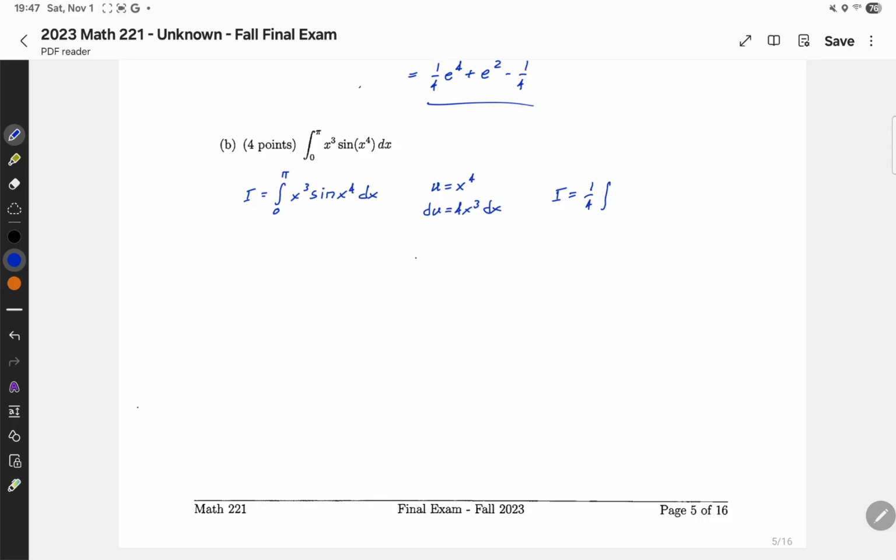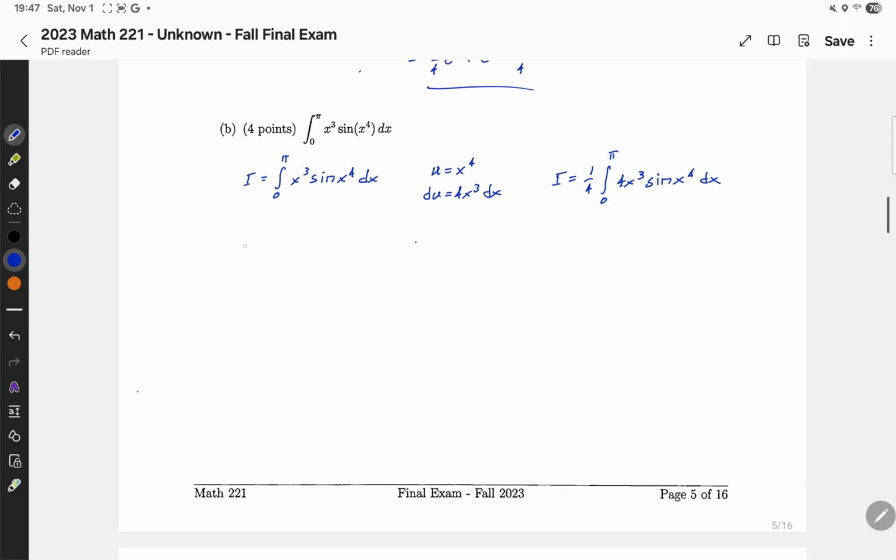So we have 1/4 times the integral from 0 to pi of 4x cubed sine x to the 4th dx. Right, because these two 4s would cancel out if we wanted them to, but we got that 4, so we can do our u sub. Now from here, we have that I is equal to 1/4 of the integral of sine u du. And now here we have to make a choice.